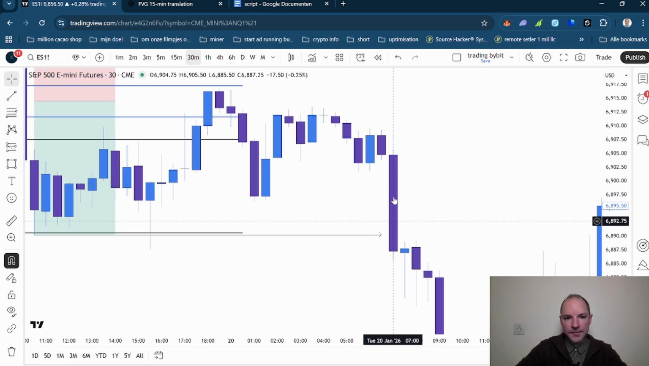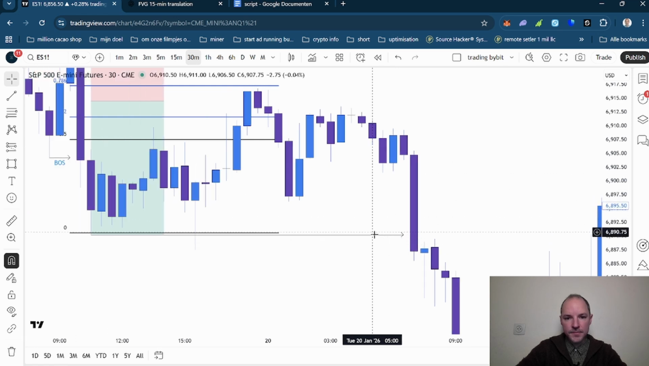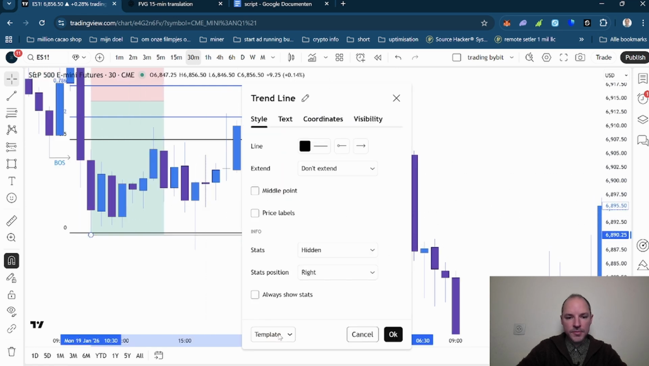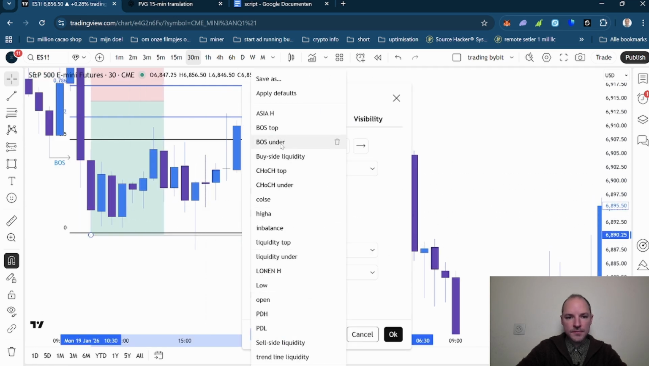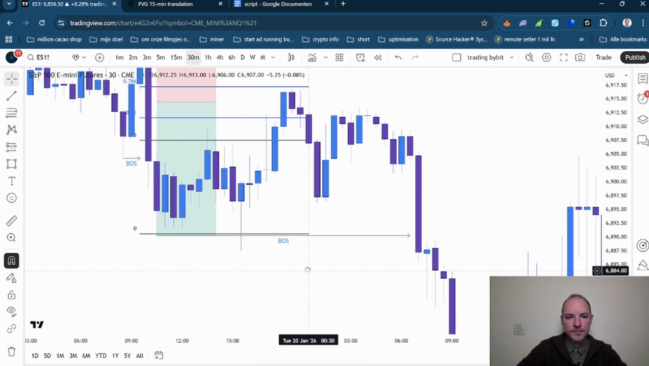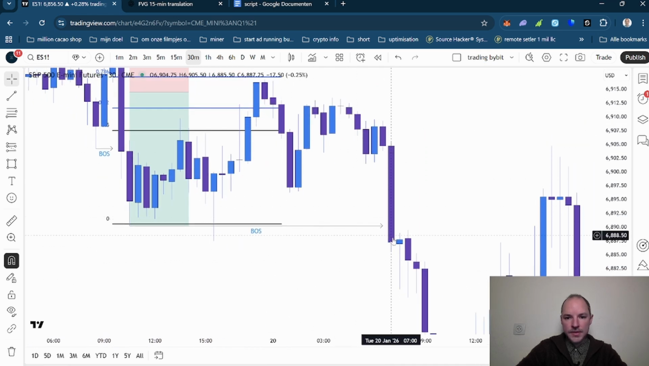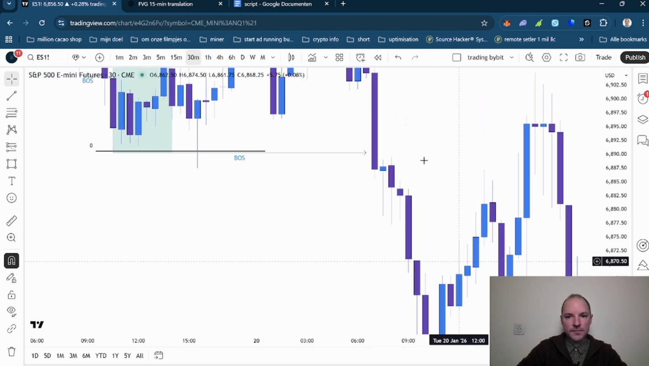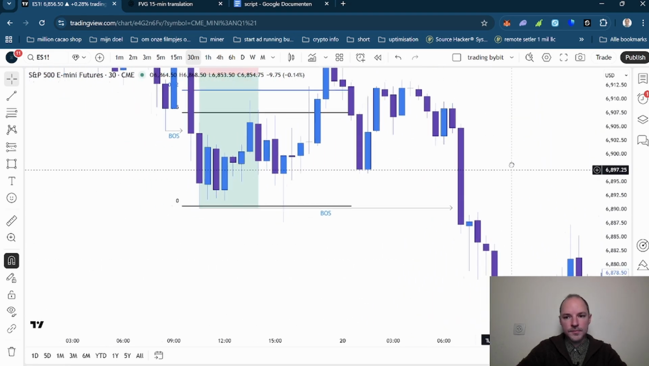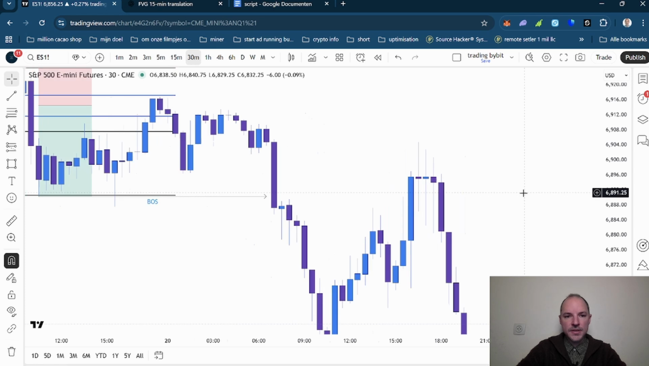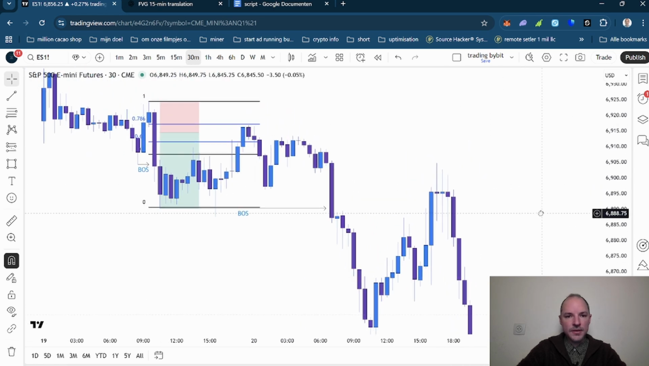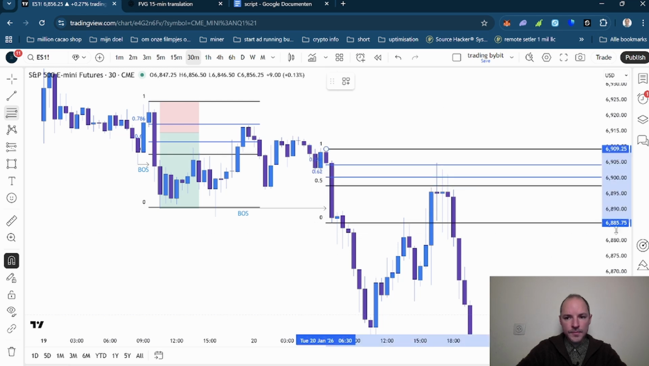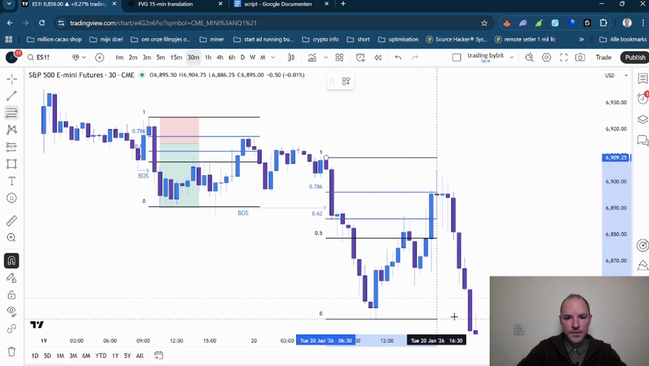Right here, after this impulsive move came, we made a new BOS to the downside. This is an impulsive move. We see a clear, huge move down. So if we see this kind of movement, we take again our fib tool. We draw it from the wicks high. So where the market stops.